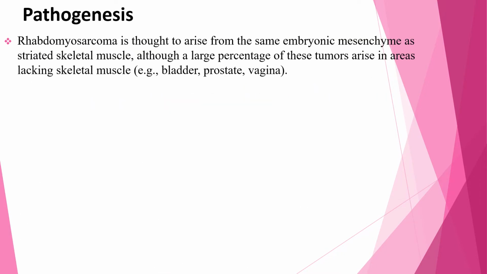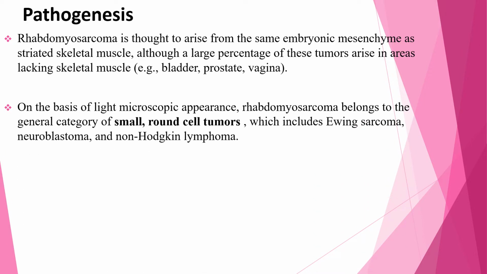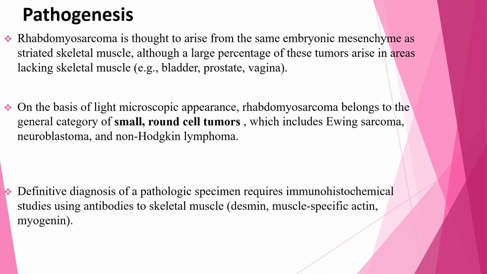When we look at the pathogenesis, rhabdomyosarcoma is thought to arise from the same embryonic mesenchyme as striated skeletal muscle, although a large percentage of these tumors arise in areas lacking skeletal muscle such as the bladder, prostate, and vagina. On the basis of light microscopic appearance, rhabdomyosarcoma belongs to the general category of small round cell tumors, which includes Ewing sarcoma, neuroblastoma, and Hodgkin's lymphoma.